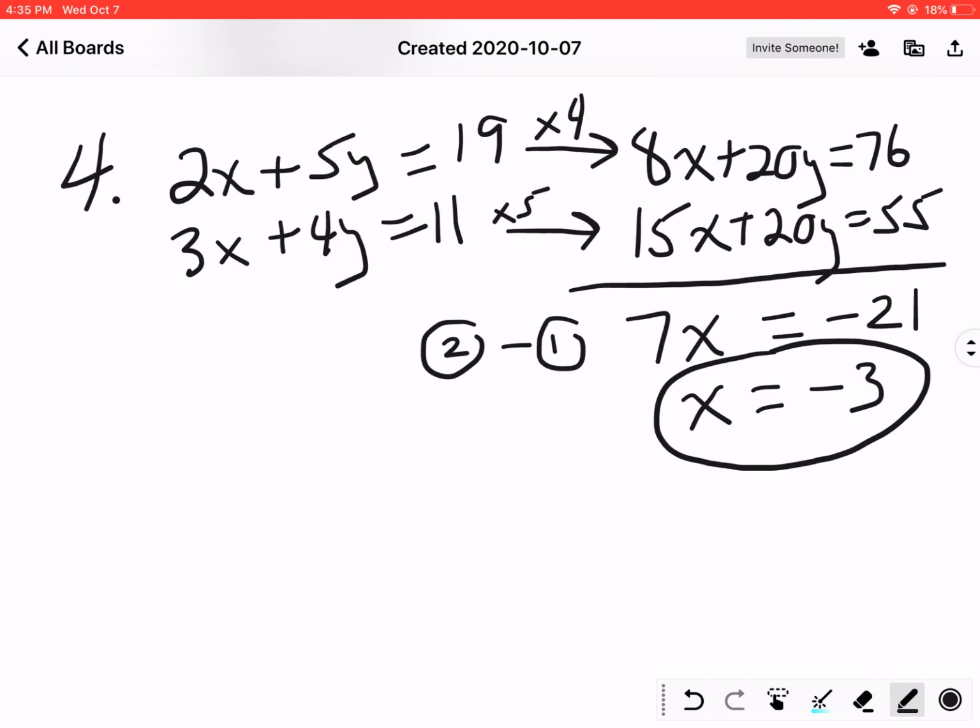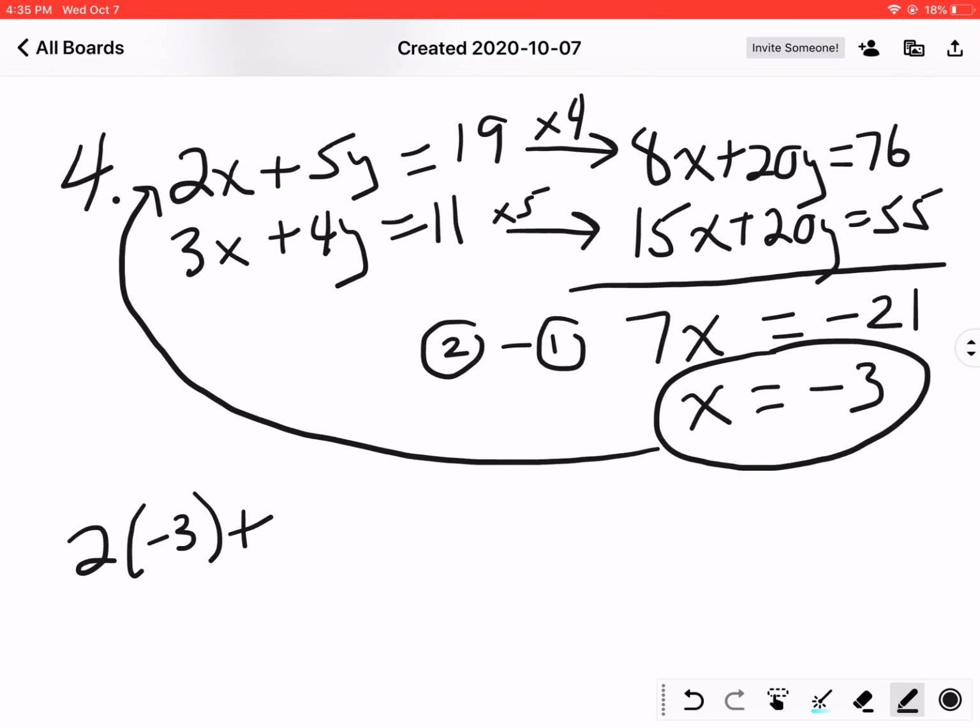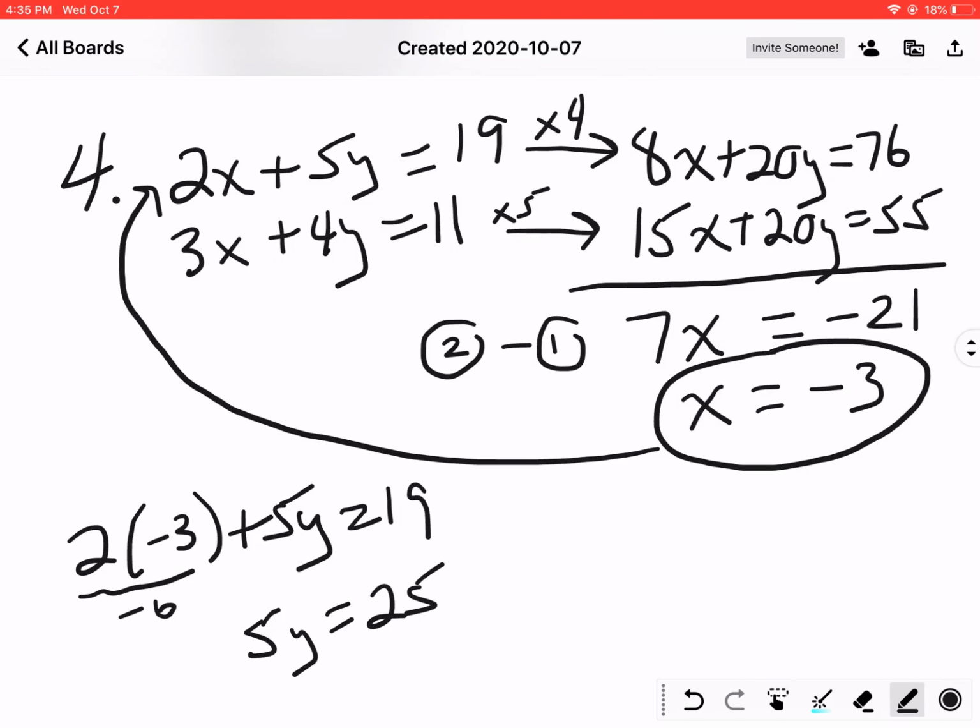Now I will take this and let's put it up into the top one. It's got the smallest numbers. 2 times negative 3 plus 5y is 19. That's negative 6. Let's add 6 to both sides. 5y, let's make those a bit neater. 5y is 25, and then I'll divide both sides by 5 and get y is 5.